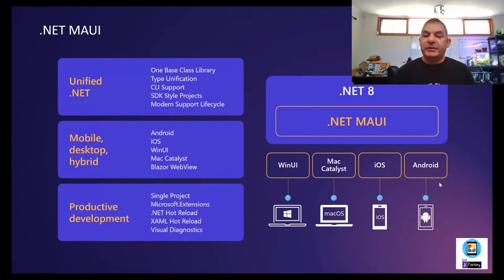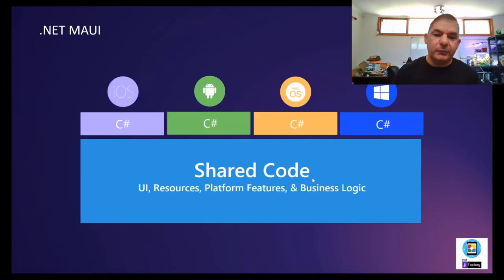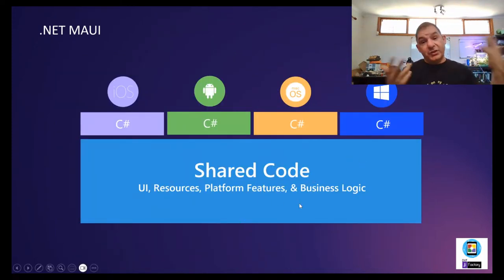It allows you to build applications for iOS, Mac Catalyst, WinUI. If you've got Samsung Tizen TVs, you can build for that as well. You can also build Linux applications and things like that as well. So it's a very cool platform for building cross-platform mobile apps and getting reach across many, many platforms. The way it works is you have some sort of shared code, C#, that you can build.